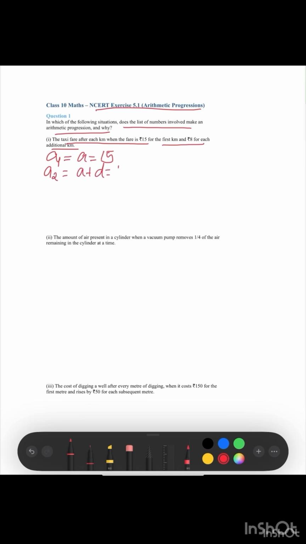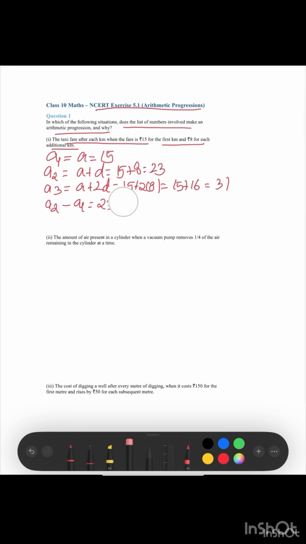So A2 would be a plus d, that is 15 plus 8, which will become 23. Similarly, A3 will become a plus 2d, that will become 15 plus 2 into 8, that is 15 plus 16, which is 31. So over here, the series will become 15, 23, 31, with the difference being 8 in each case. Since the difference A2 minus A1 is 23 minus 15, 8, A3 minus A2 again is 8. In this case, the series would be forming an AP.